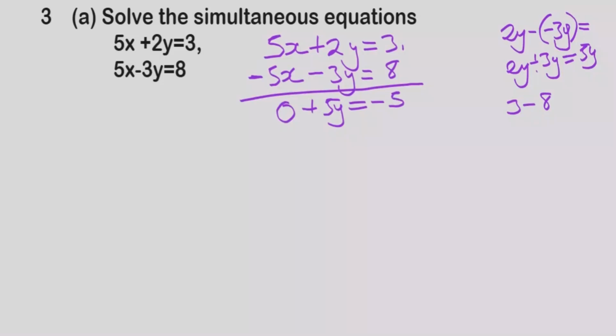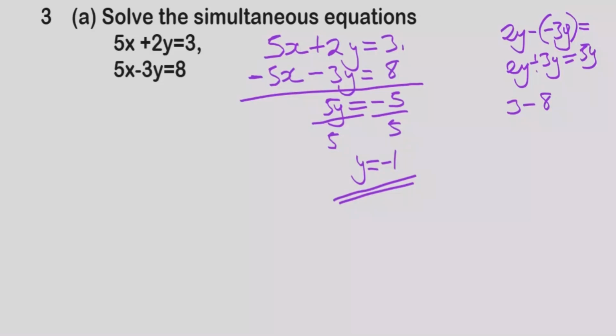Okay, then what do we do here? We can now just simply ignore this expression this side. Then we divide both sides by 5. So we say 5y divided by 5 will give us y, which will be equal to negative 5 divided by 5 will give us negative 1. So the value of y in those two simultaneous equations is negative 1.